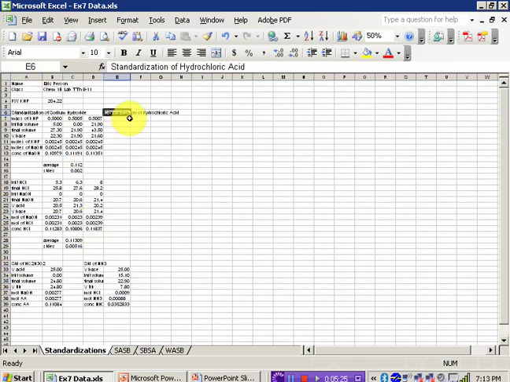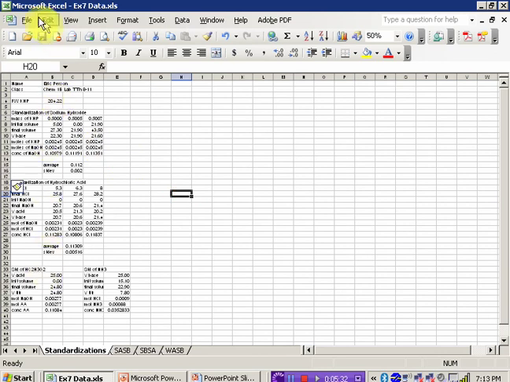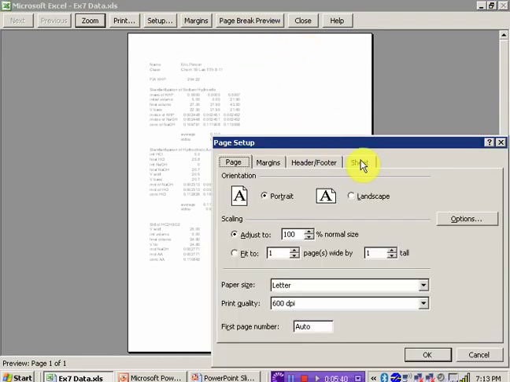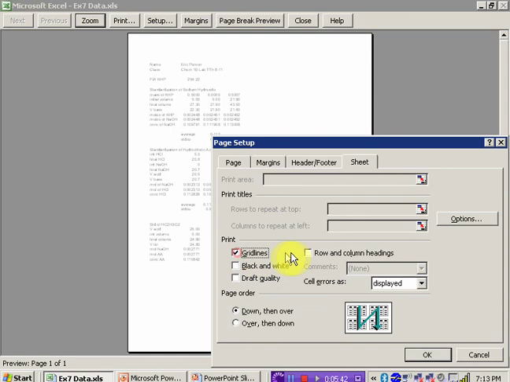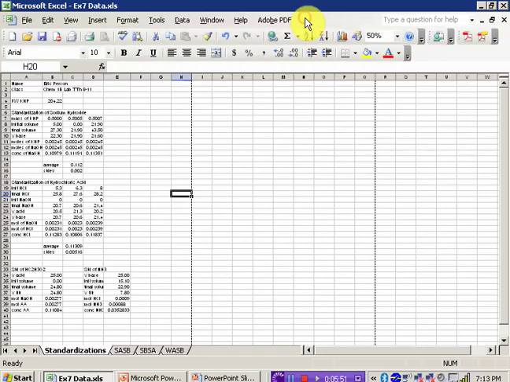I already have my name at the top of the sheet. And now all my stuff will print out nicely if I go to Print Preview on one page. I'm going to go ahead and do a little bit more work. Go to Setup. On the Sheet tab, I can add grid lines and row and column headings, and that makes it print out a little easier to read, particularly if you've done any labeling of what equations you used in your calculations. That's going to complete what I'm going to do today for the standardization titrations.